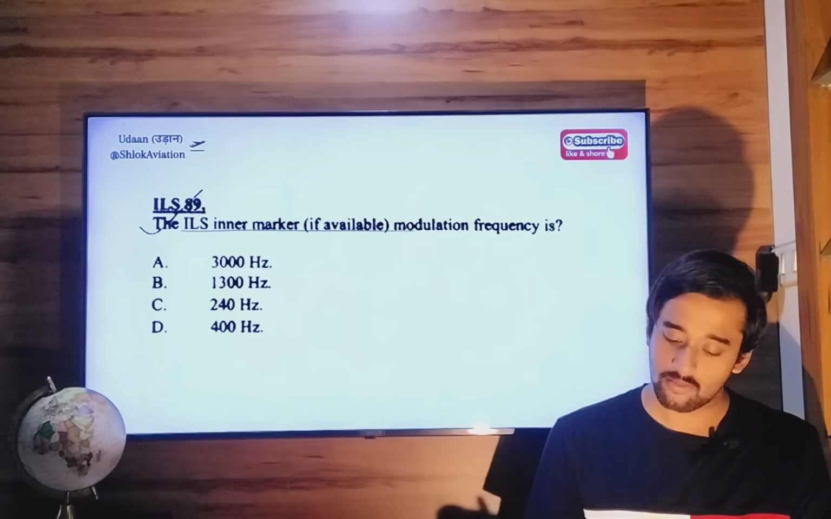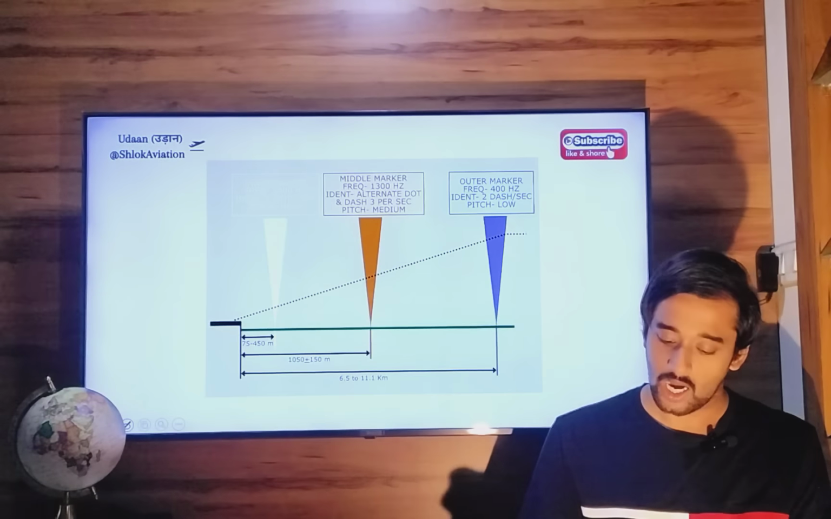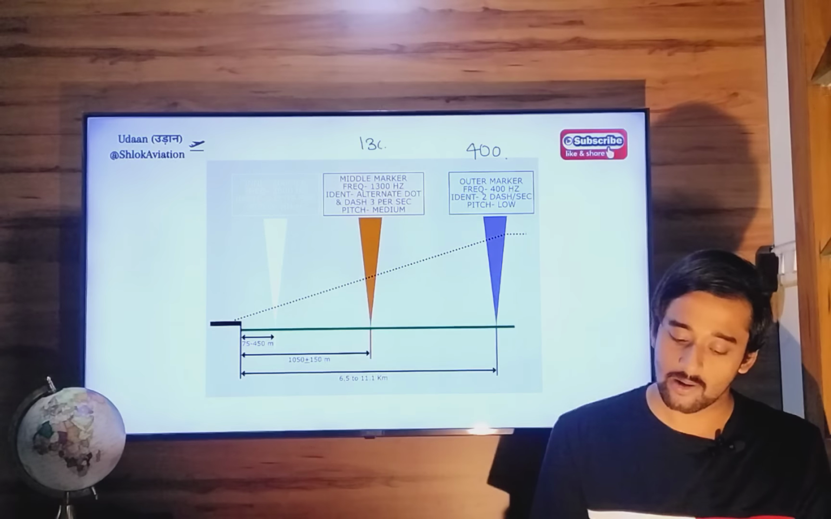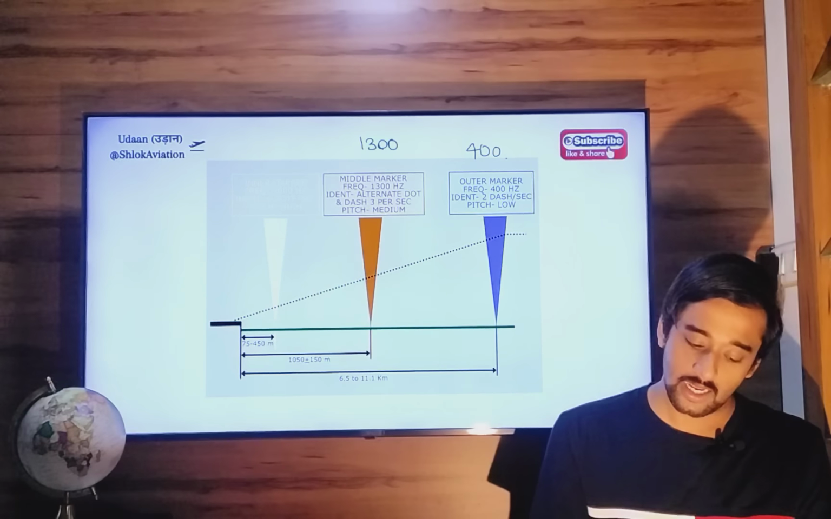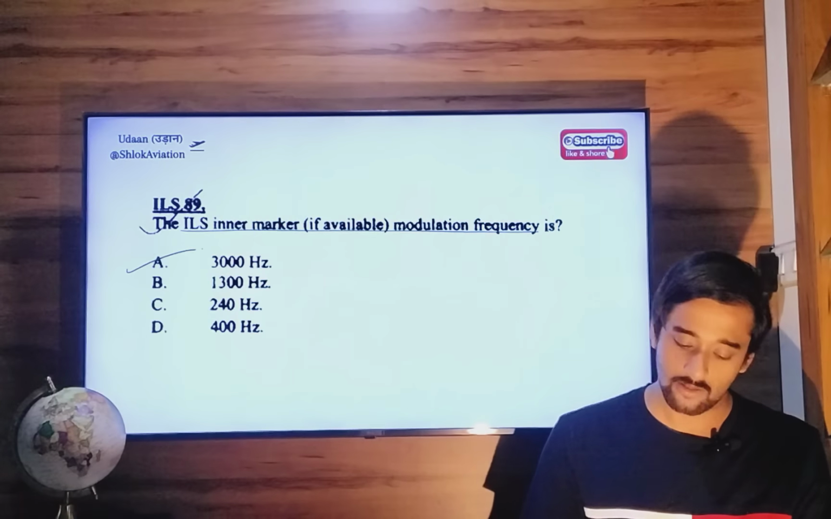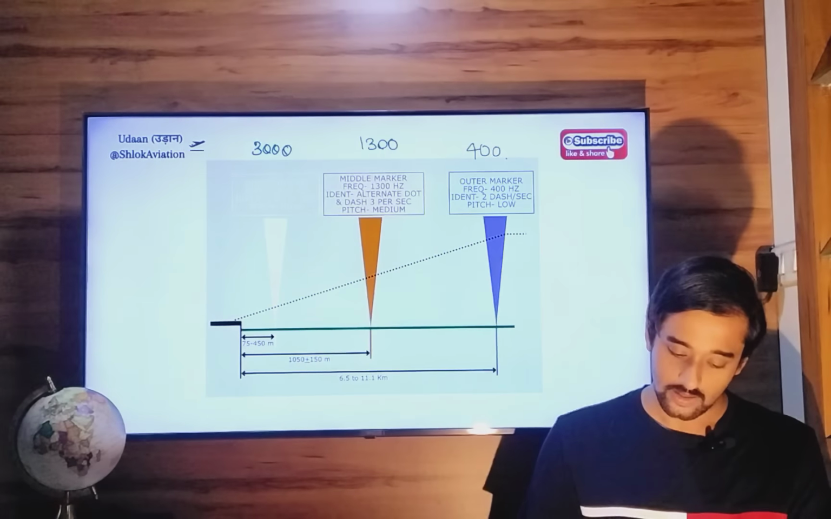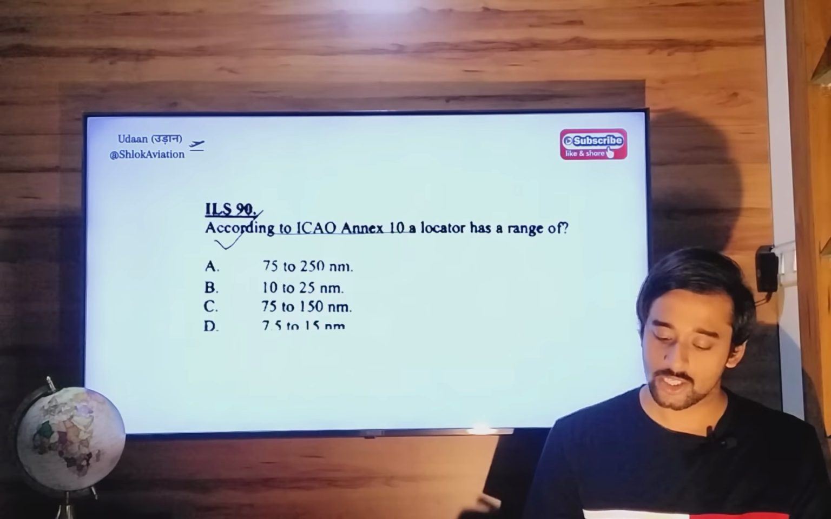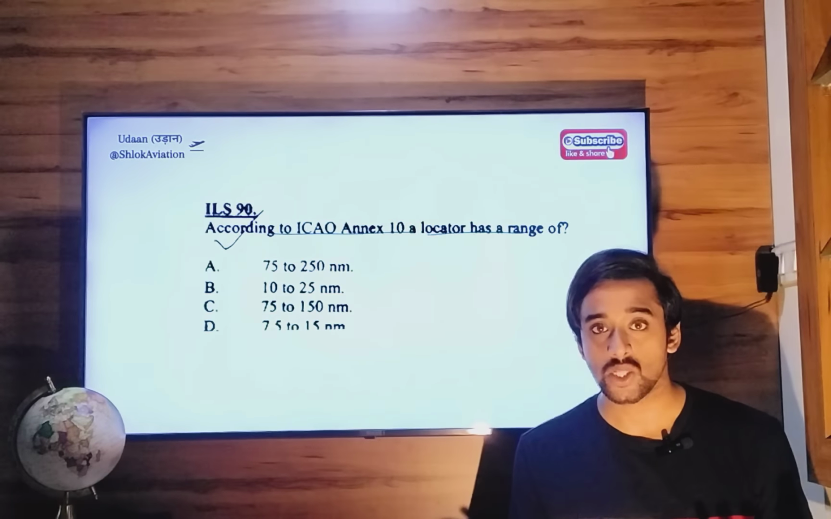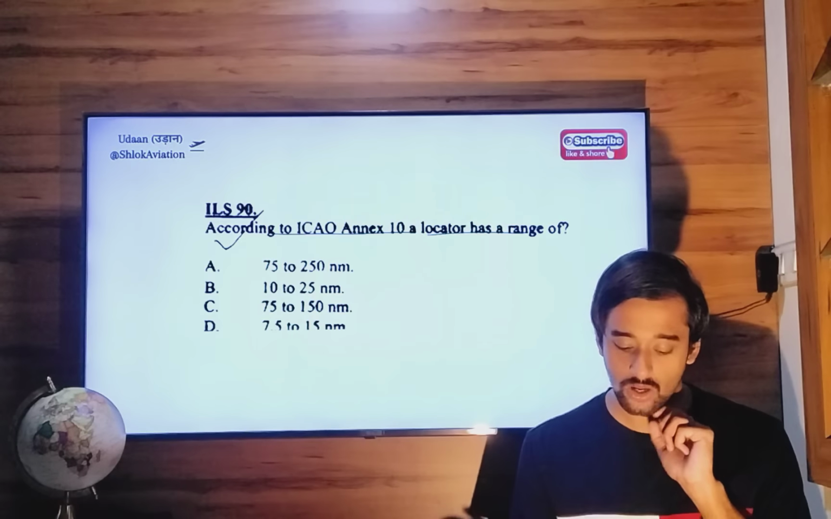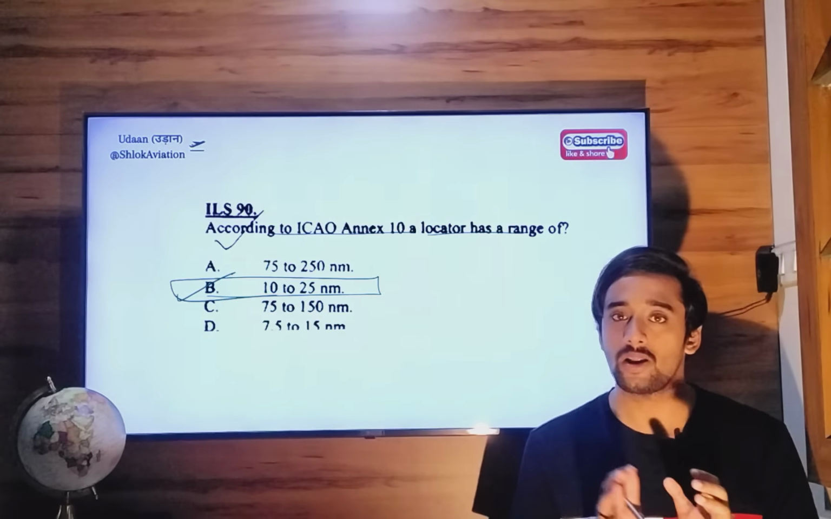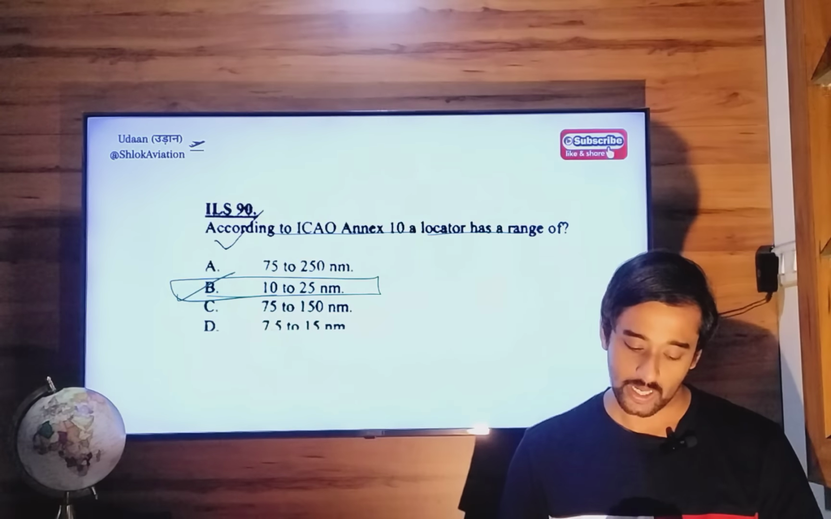ILS inner marker modulation frequency. So outer marker is 400 Hz modulated, middle marker 1300 Hz, and inner marker is 3000 Hz modulation. So option alpha. According to ICAO Annex 10, a locator has a range of what? A compass locator. Okay, so it has a range between 10 nautical miles to 25 nautical miles, a small range of 10 to 25 nautical miles.